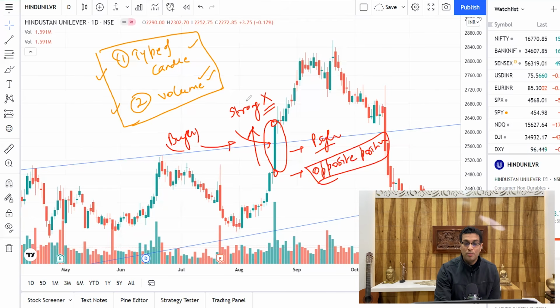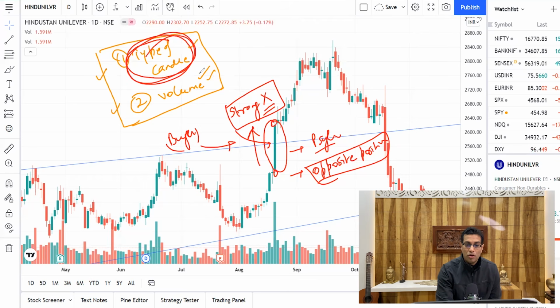So this is considered to be a strong X type of candle. Again, you need to tell me what the name of this X is and comment below with your answer. In case you don't understand, go and watch my part 1 of technical analysis video. I've covered this type of candle there. So you're essentially looking for this type of candle.